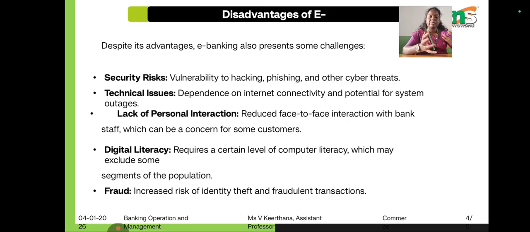For example, unknown people may call us and ask for the OTP for bank services. If digital literacy is lacking, people will surely give the OTP, and fraud or theft will occur. They use cyber and AI tools nowadays and steal the amount. It surely happens nowadays. So security risk, technical issues, lack of personal interaction, digital literacy and fraud are the basic and common things that happen on a regular basis.